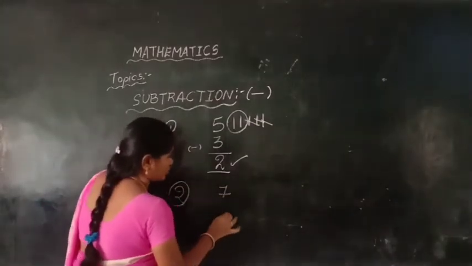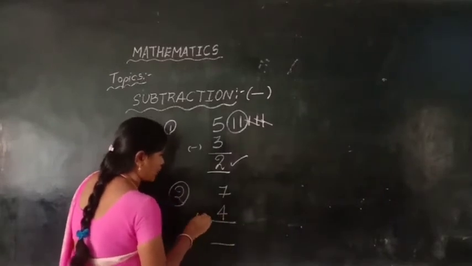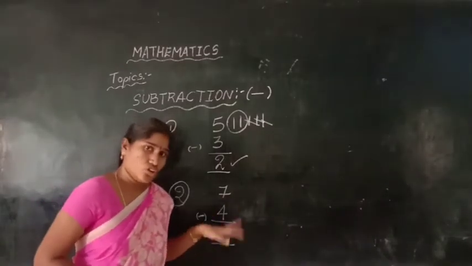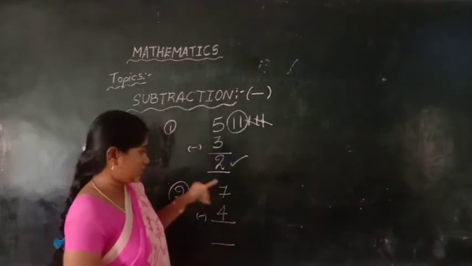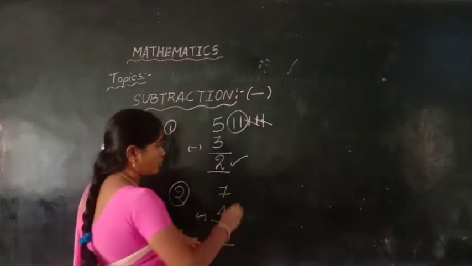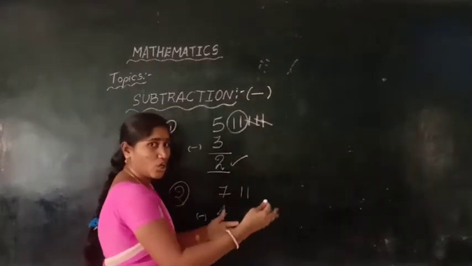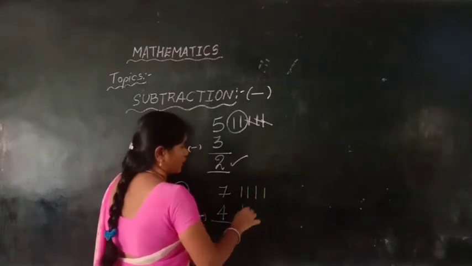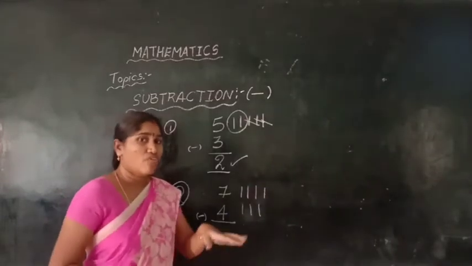7 minus 4. 7 minus 4. Okay, children, now how many dots will we take? See first here. What? It is 7. Now we will take 7 dots. Let's count and take. Okay. 1, 2, 3, 4, 5, 6, 7. Okay. 7 dots are finished.